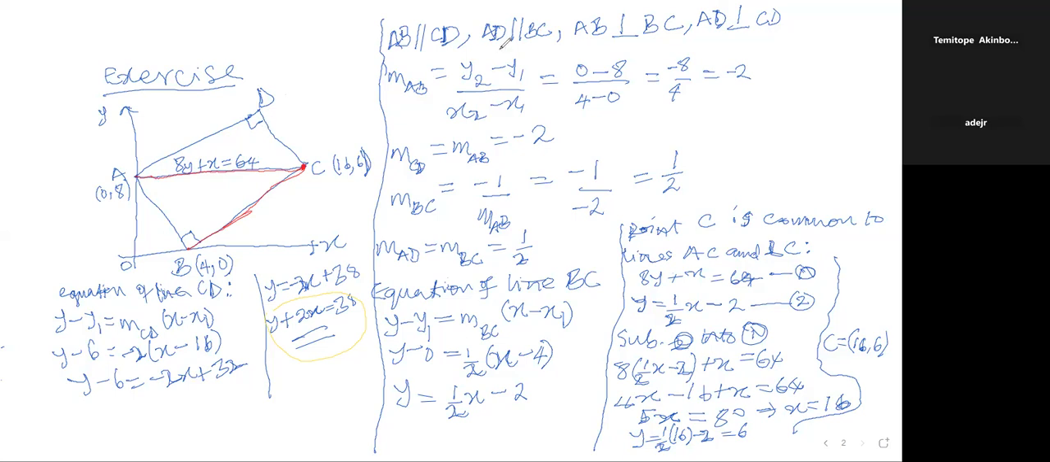You said AD is parallel to BC. Am I communicating? From here, we said AD is parallel to BC. So if AD is parallel to BC, that means they have the same gradient. And we have found the gradient of line BC here to be 1 over 2. So that means the gradient of AD is also going to be 1 over 2. All right?